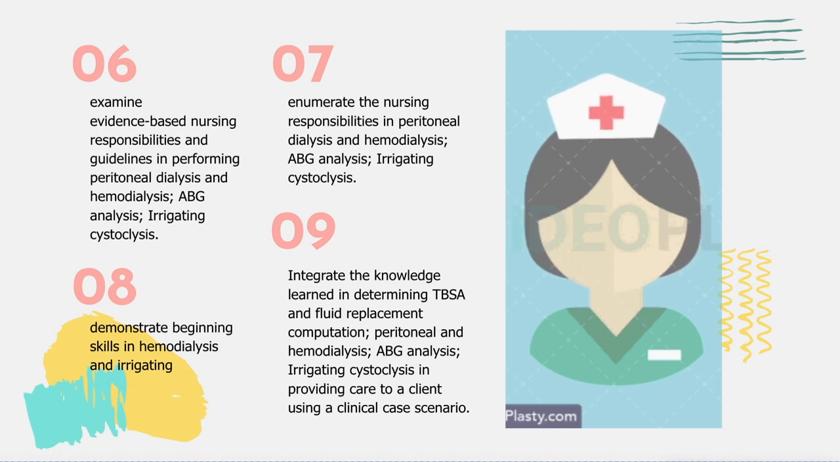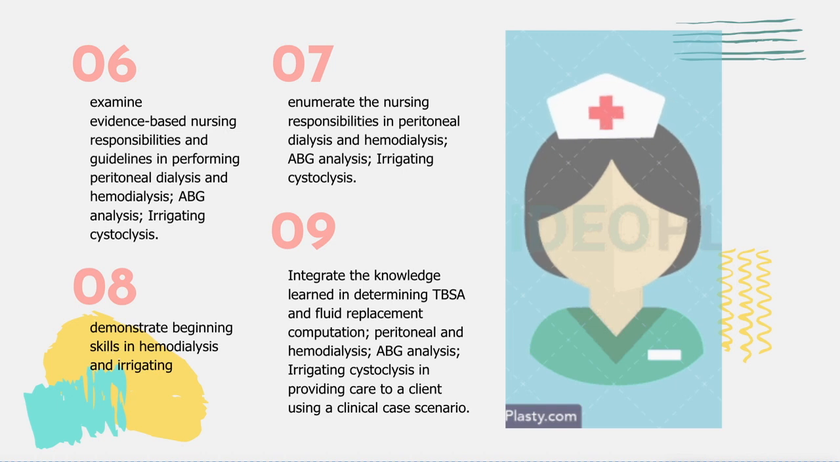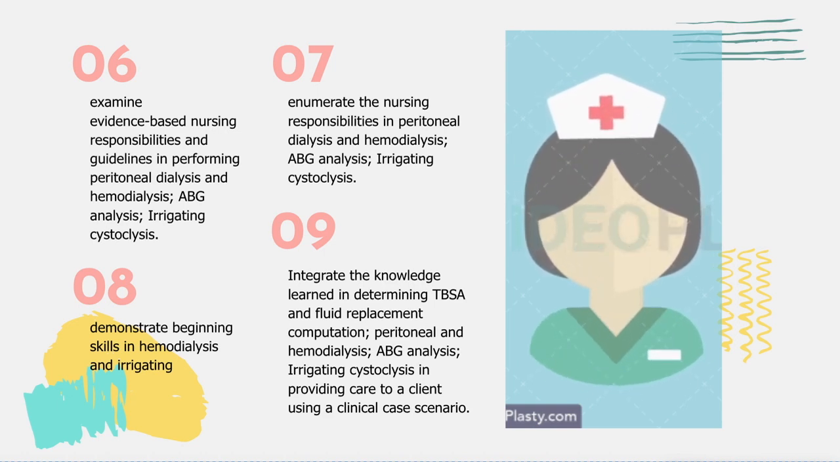CLO number 7 is to enumerate the nursing responsibilities in peritoneal dialysis and hemodialysis, ABG analysis, and irrigating cystoclysis. CLO number 8 is to demonstrate beginning skills in hemodialysis and irrigating. And lastly, CLO number 9 is to integrate the knowledge learned on determining TBSA and fluid replacement computation, peritoneal dialysis and hemodialysis, ABG analysis, irrigating cystoclysis, and providing care to a client using a clinical case scenario. Okay, let's go!